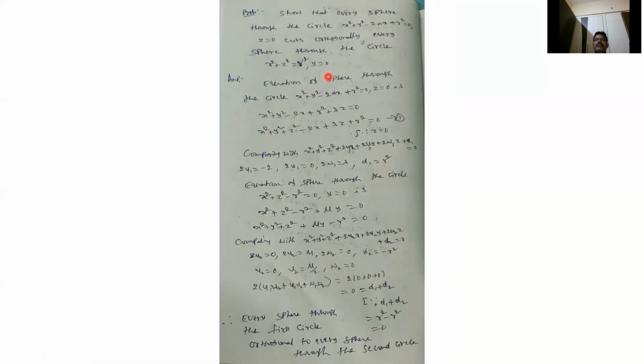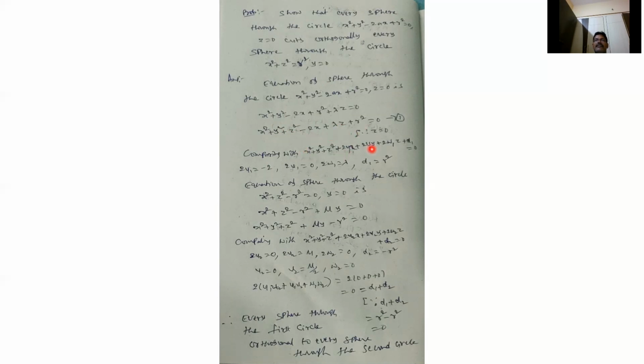So we know, as I already told in the first problem, the equation of the sphere through the circle S equal to 0, phi equal to 0 is S plus lambda phi equal to 0. So the equation of the sphere through the first circle, x square plus y square minus 2ax plus r square equal to 0, z equal to 0, is S plus lambda phi equal to 0, that is x square plus y square minus 2ax plus r square plus lambda z equal to 0. So finally we are getting x square plus y square plus z square minus 2ax plus lambda z plus r square equal to 0. Here z square is not there, I may have written because z equals 0.